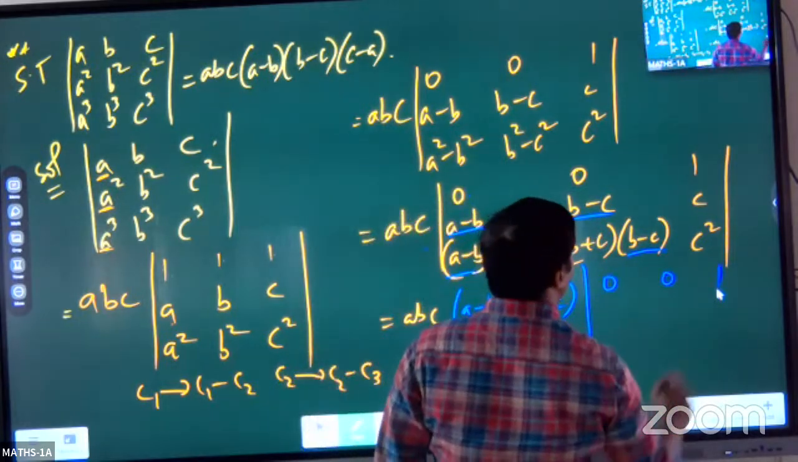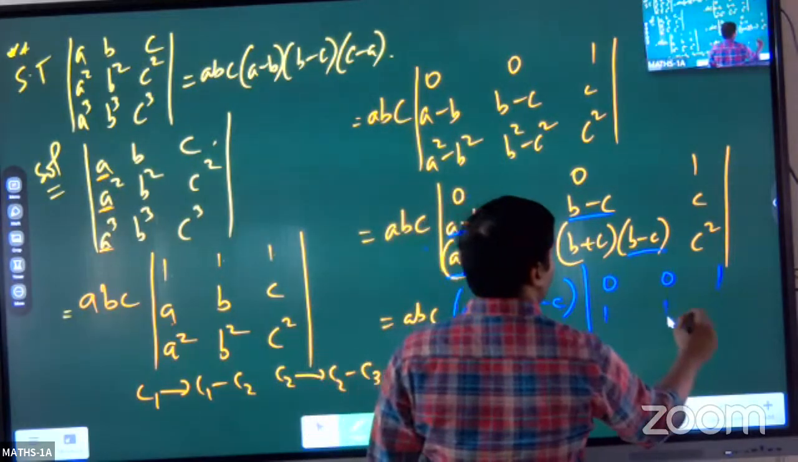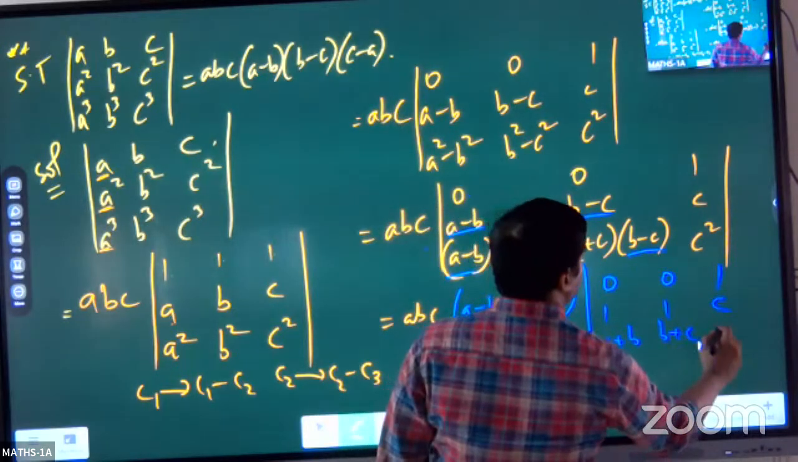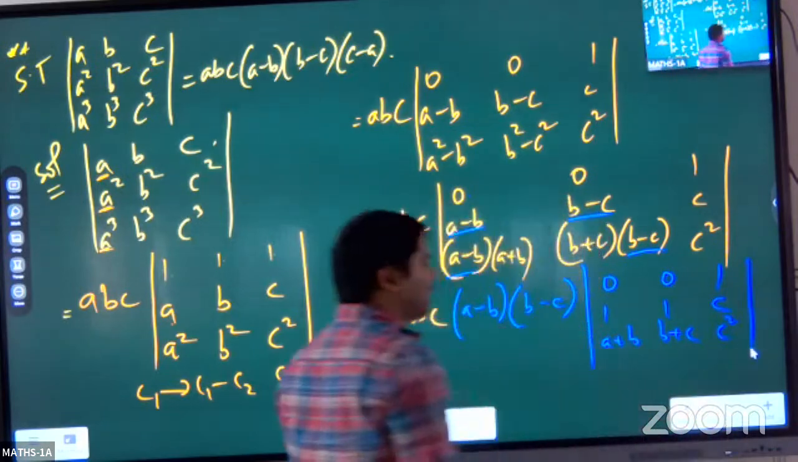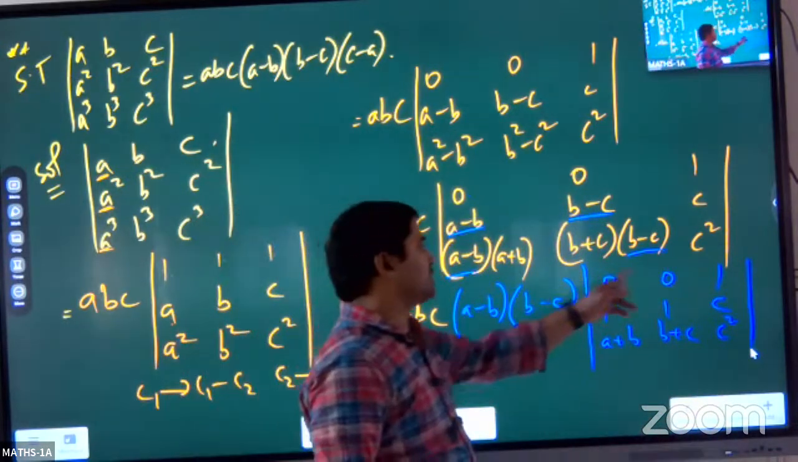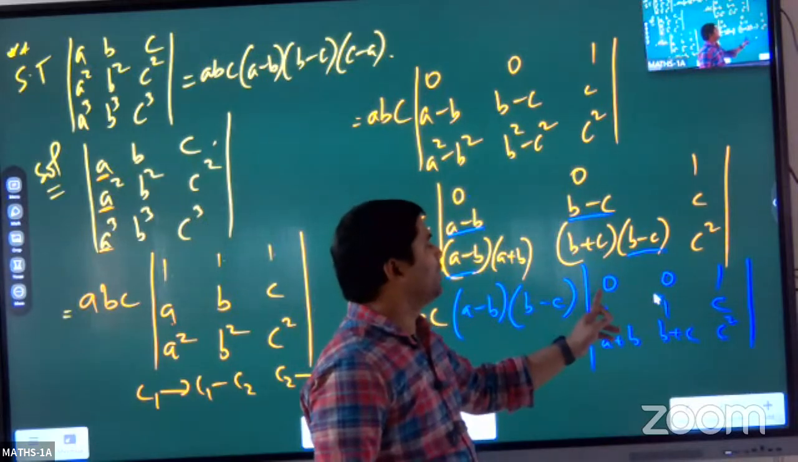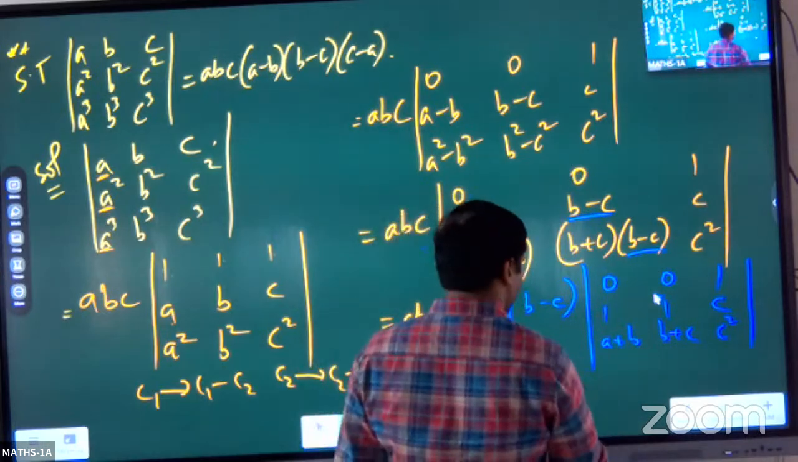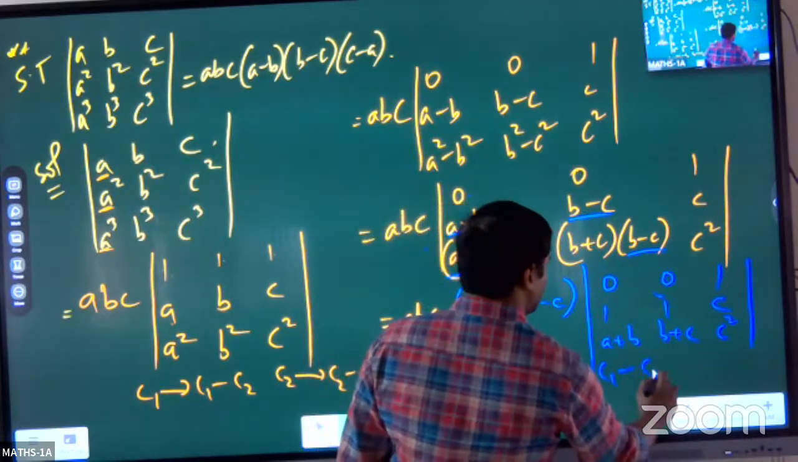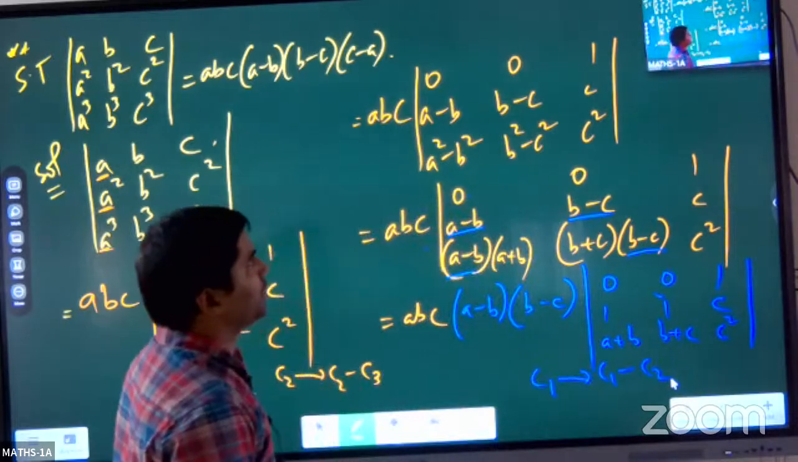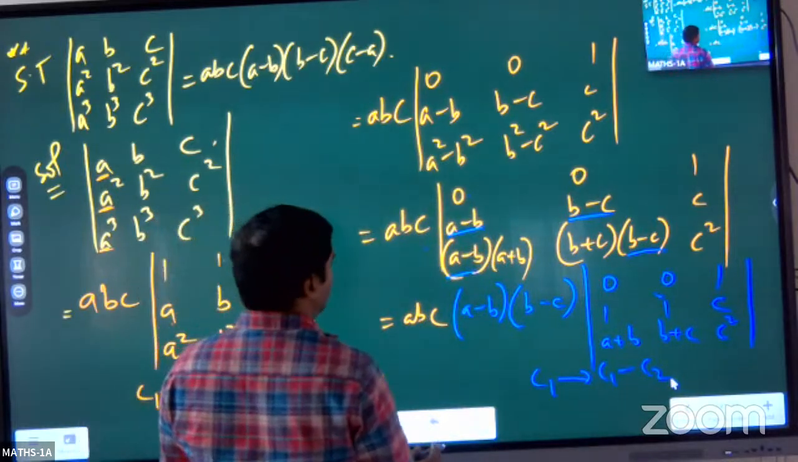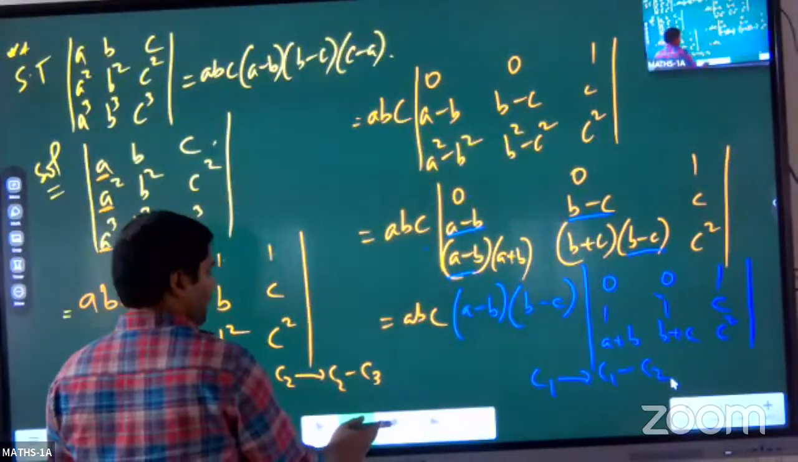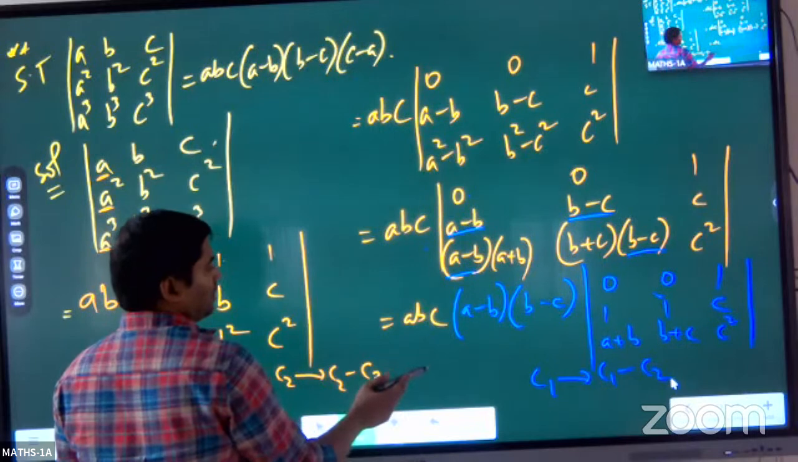Now, the left out part, you are going to write 0, 0, 1, 1, 1, c, correct? Here, a plus b, b plus c, and c square. Still, I said just now, 2 zeros I got, okay, that is fine. Now I'm going for one more operation to make again 0. That is C1 tends to C1 minus C2 again. C1 tends to C1 minus C2, right? Okay, I'm going for the next board.